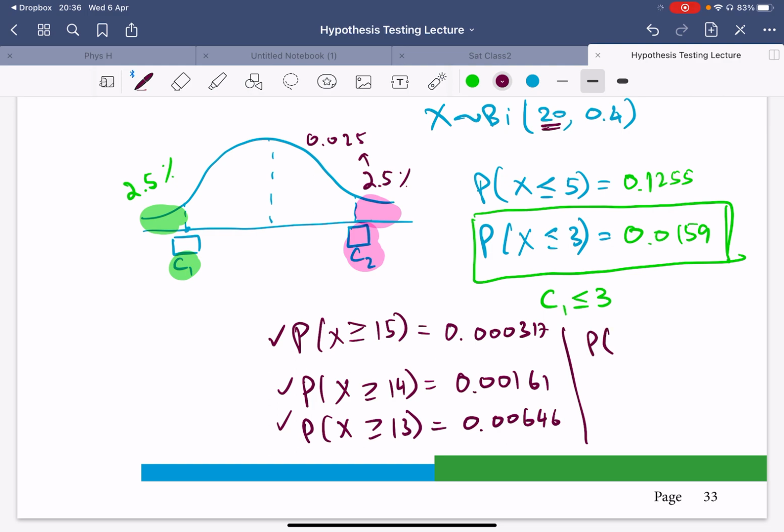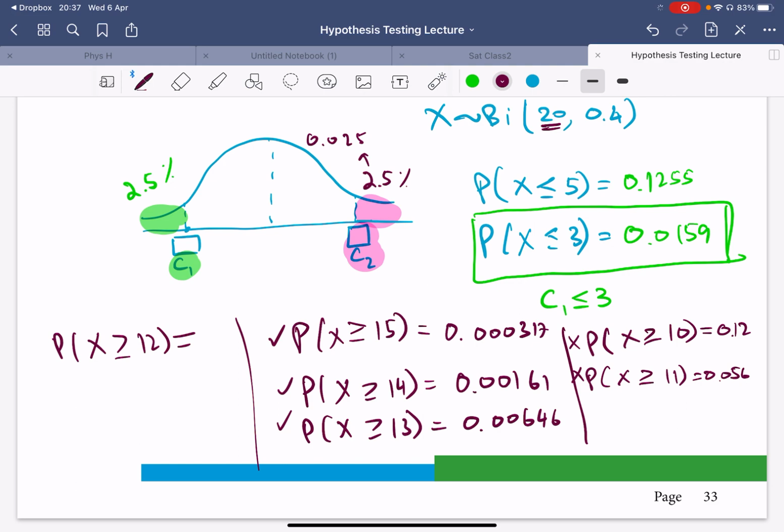Let's try 10. If we put in 10, it is 0.12, so we don't want 10. Let's go with 11. 0.056, still too much. So this is not what we want. Let me see if 12 works. If 12 doesn't work, my answer will be 13.